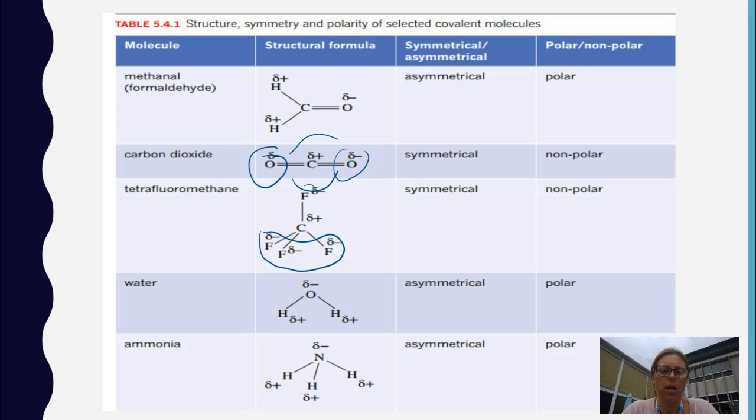With water, on the other hand, in a two-dimensional structure we can sort of go, oh, it is symmetrical down this line here, because we've got two unpaired electrons either side of the oxygen. But it does make for a different type of bonding arrangement and is therefore asymmetrical. So it's often better just to use this table.